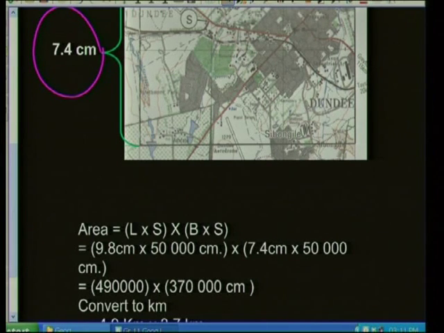My formula: area is equal to length times scale times breadth times scale. If you want to do it the proper way, which is the best, it's 9.8 centimeters multiplied by 50,000 centimeters, because you're multiplying in the same units. That's my length. And my breadth is 7.4 centimeters multiplied by 50,000 centimeters. Eventually, my length came to 490,000 centimeters and my breadth 370,000 centimeters.